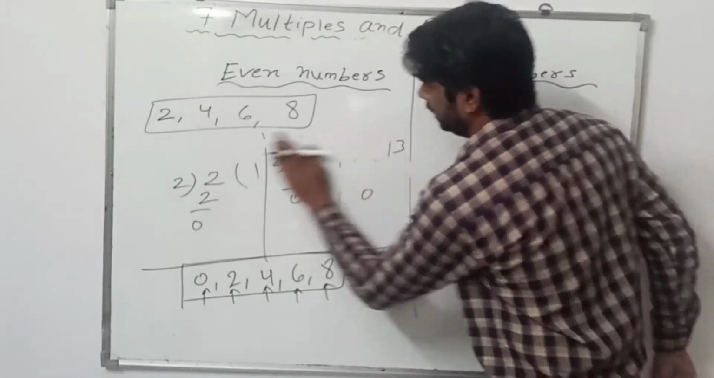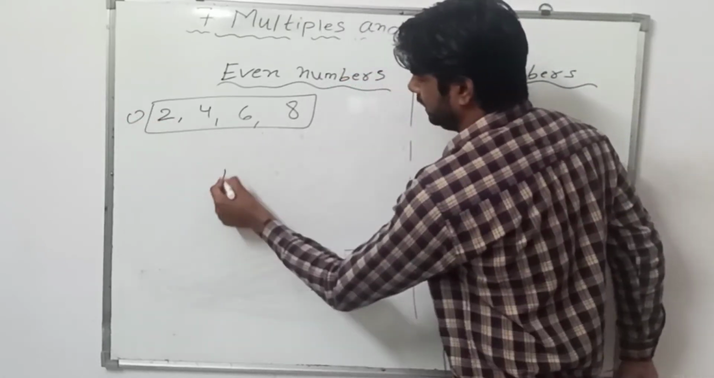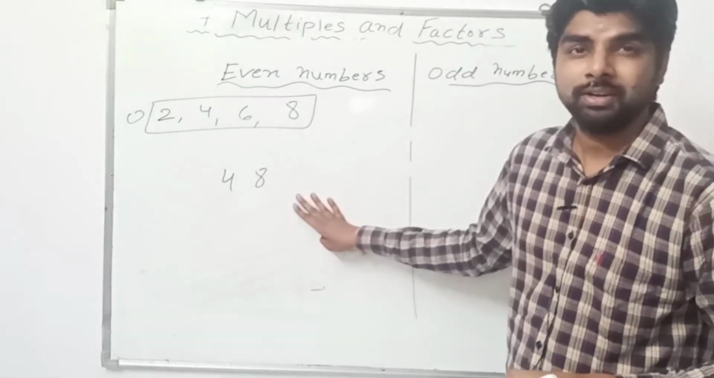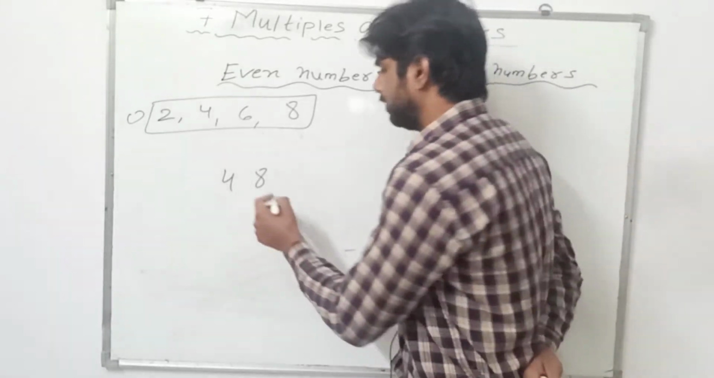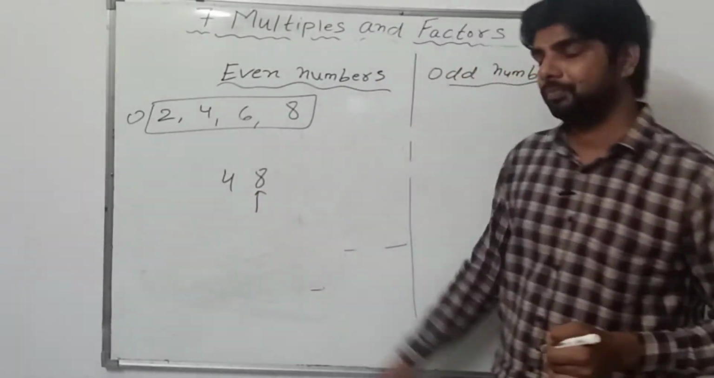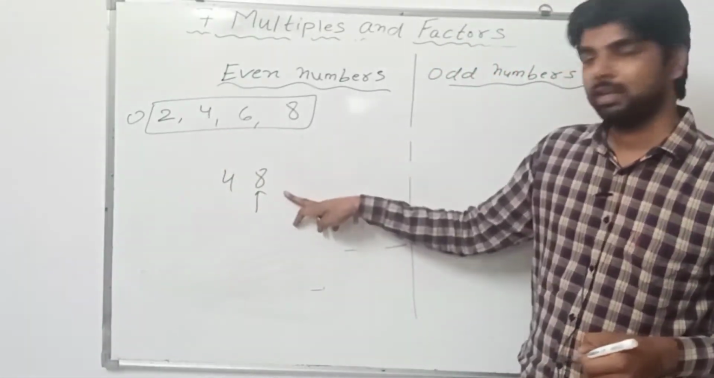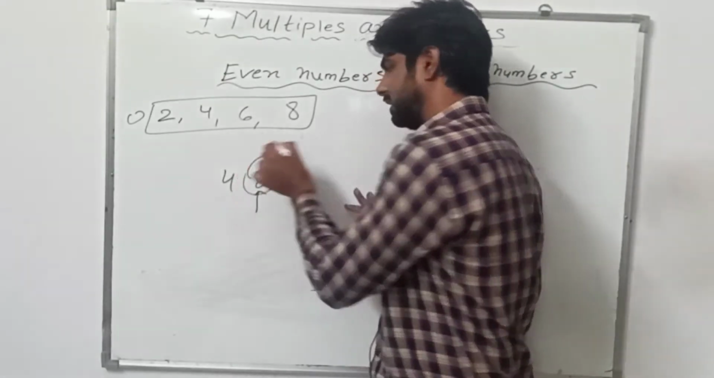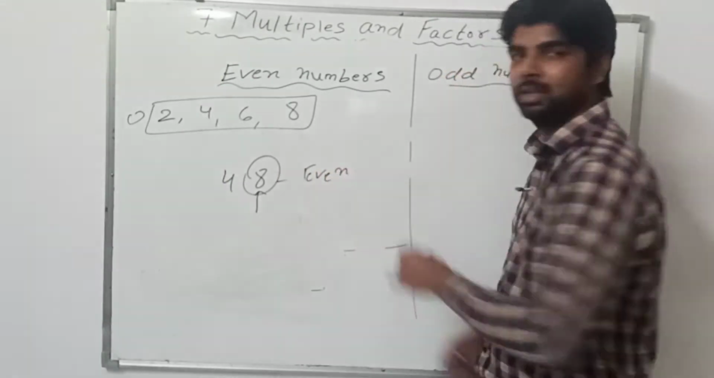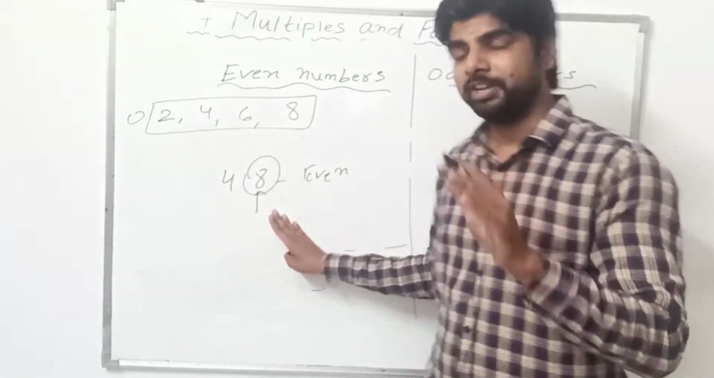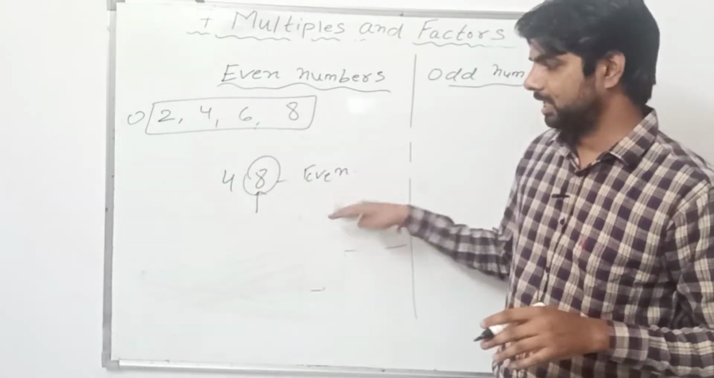For example, suppose a number is written 48. We have to find out whether it is even or not. Okay? So in that case, we have to check only the ones digit. If the ones digit is 2, 4, 6 or 8. Here, what is the digit at ones place? It is 8. Means it is an even number. Only we have to check the ones place. If it is 0, 2, 4, 6 or 8, means that number is an even number.